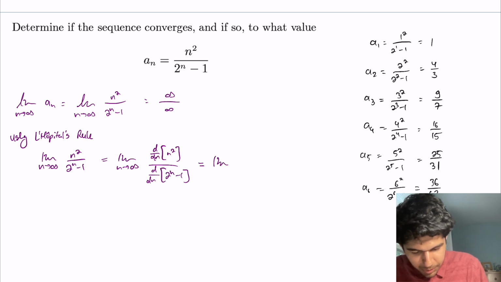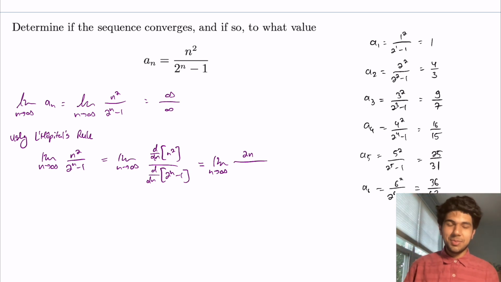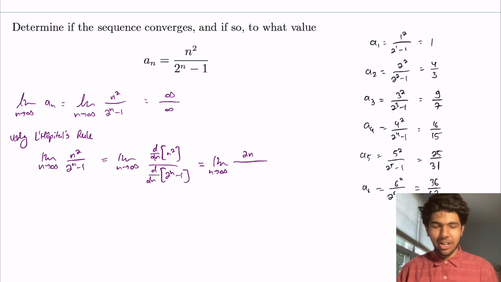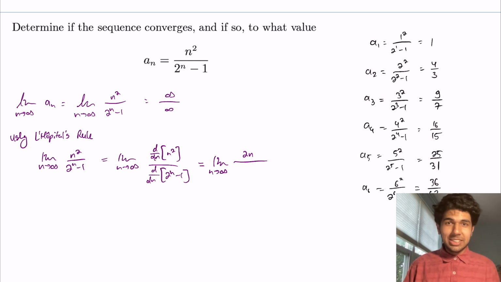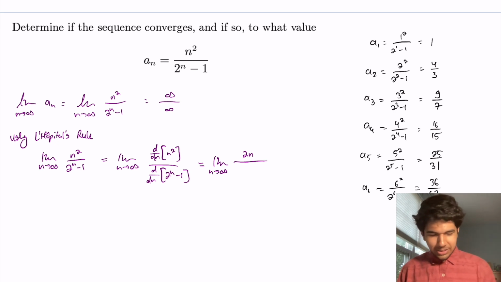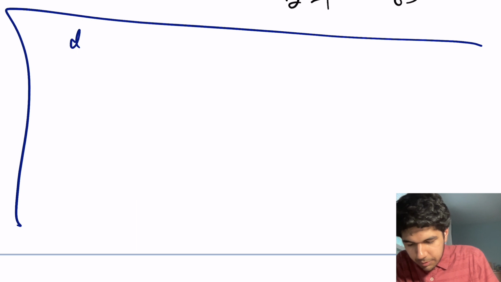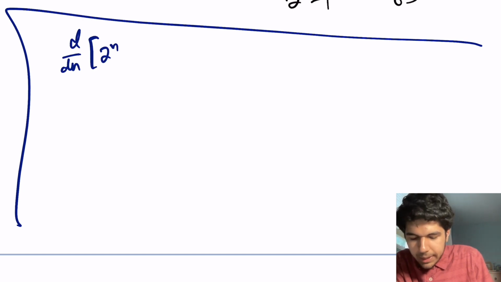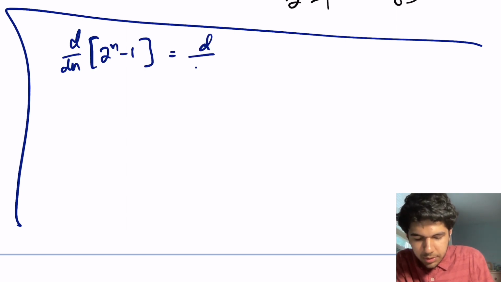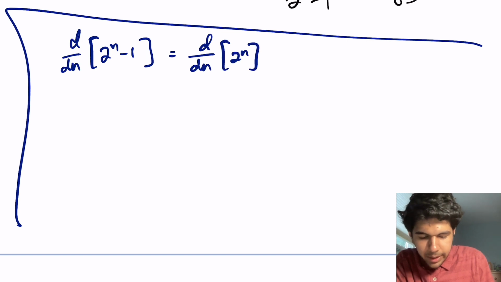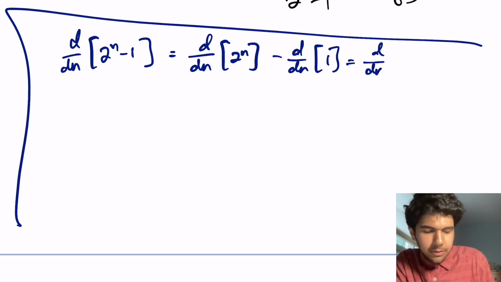So the derivative of the numerator, that should be pretty easy, that's just 2n. The denominator might be a little bit tricky, where it's 2 to the n. We don't really take the derivative of that very often. How actually are we going to compute that derivative? Well, let's take a look down here. So we're just going to handle this separately. So we want to find the derivative with respect to n of 2 to the n minus 1, which we know is equal to the derivative of 2 to the n minus the derivative of 1, which is just going to be equal to the derivative of 2 to the n.